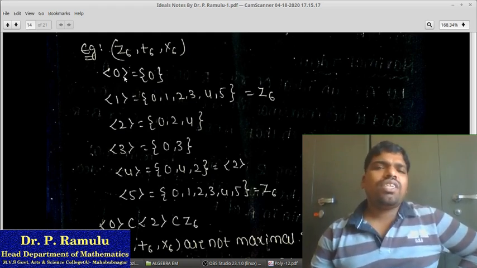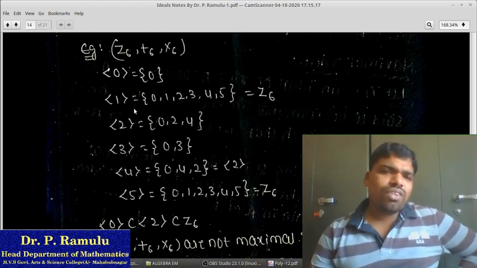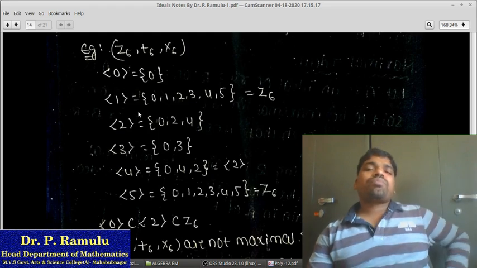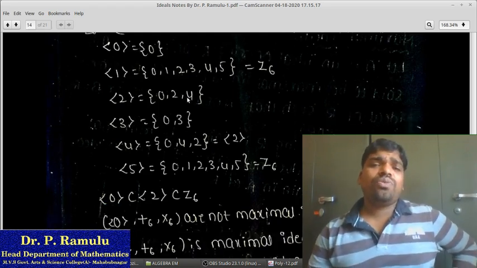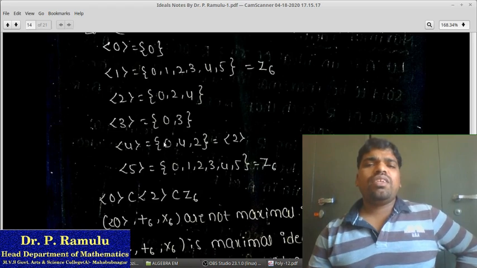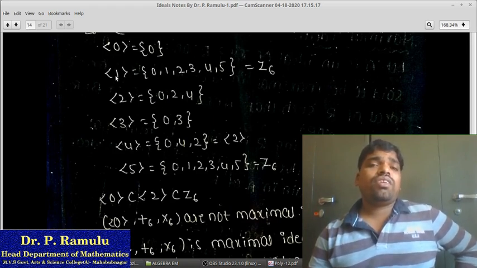Generator 0 equals the singleton {0}, generator 1 equals Z6, generator 2 equals {0, 2, 4}, generator 3 equals {0, 3}, and generator 4 equals {0, 4, 2}, which equals generator 2. So generator 1 and generator 5 are the same as Z6, while 2 is different, 3 is different, and generator 2 equals generator 4.